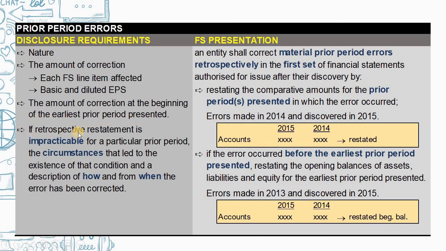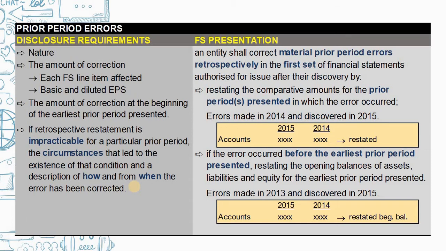Then if retrospective restatement is impracticable for a particular prior period, the circumstances that led to the existence of that condition and a description of how and from when the error has been committed. So though the prior period error is similar to the change in accounting policy, correction of prior period error and the change in accounting policy shall be applied retrospectively.